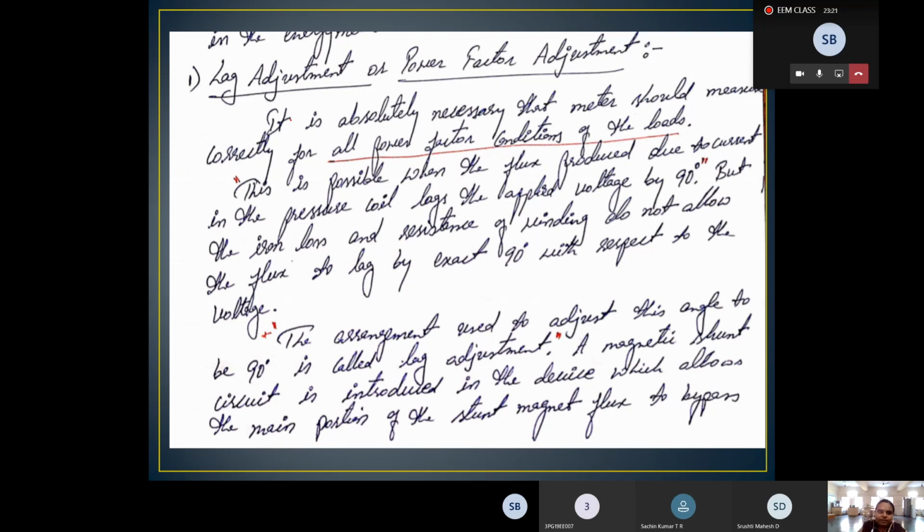Now we will see what things are undergone in the lag adjustment, okay? It is absolutely necessary that the meter should measure correctly. It should measure the correct value for all power factors, whether unity power factor or low power factor, under any condition of the load. However much load is introduced, the energy meter should read correctly for all power factors.